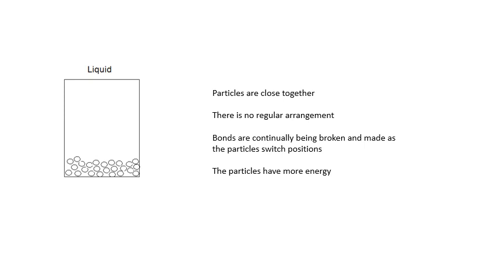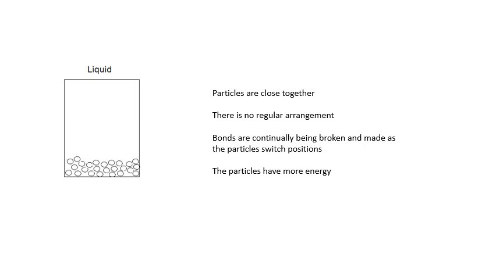The particles can move around. They don't have fixed positions. What's actually happening is that they are bound together, but the bonds are continually being broken and made, and the particles are switching positions all the time, moving around. They don't have fixed positions. They can bob around and have adventures. The particles have more energy than in a solid, so they're moving faster. They have more kinetic energy.